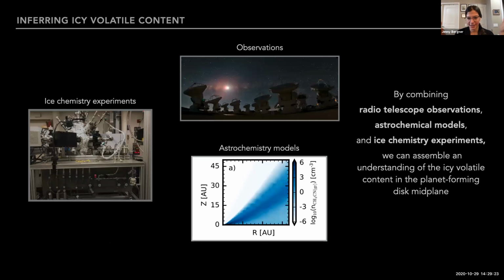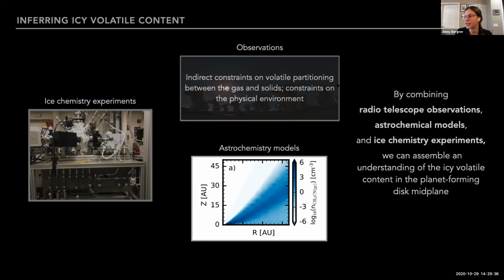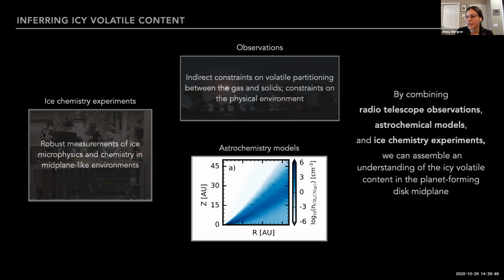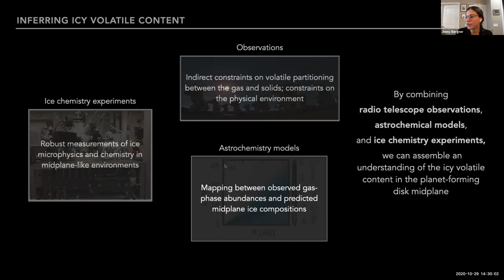So coming back to this big picture, I think I've shown how we can use these different modes to basically together assemble a more complete understanding of what's going on in the planet forming disk midplane. So observationally, we gain indirect insights into the partitioning of volatiles between the gas phase and the solids. And we can also learn a lot about the physical environment that this planet formation is happening in. In the lab, we can use experiments to make robust measurements of the ice microphysics and the chemistry and make good predictions for how this will actually play out in sort of interstellar-like conditions. And lastly, we can use astrochemistry models to map between these two and to make predictions about the compositions of midplane ices that we can't observe directly.